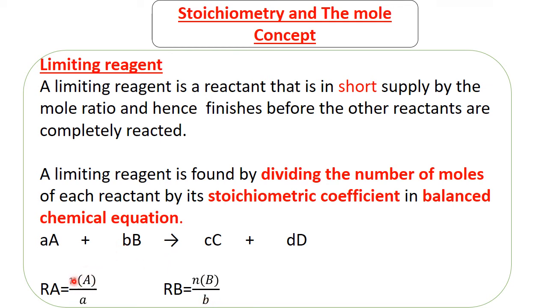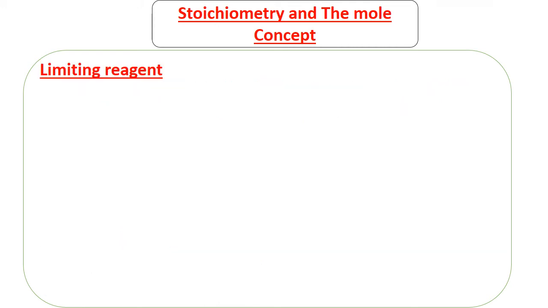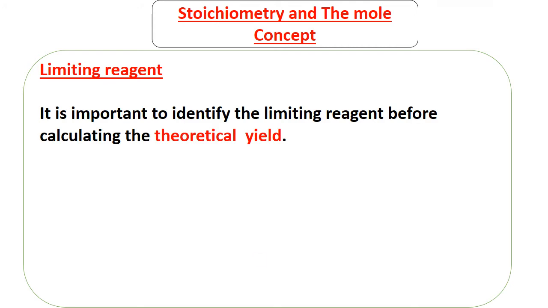The one that gives the smallest number is the limiting reagent. The limiting reagent determines how many products are going to be formed, because once it is depleted, the reaction stops. So in short, it is important to identify the limiting reagent before calculating the theoretical yield.